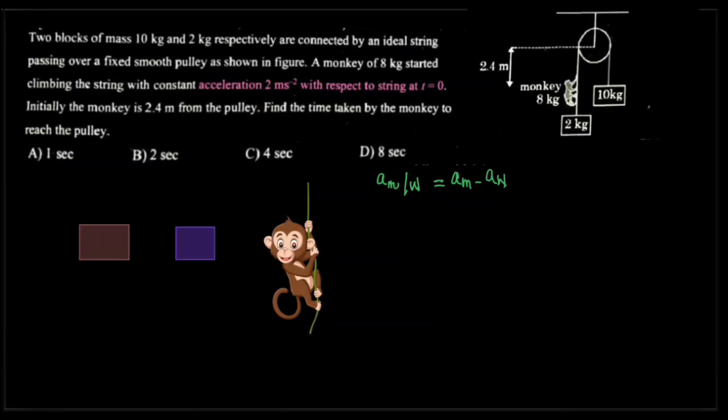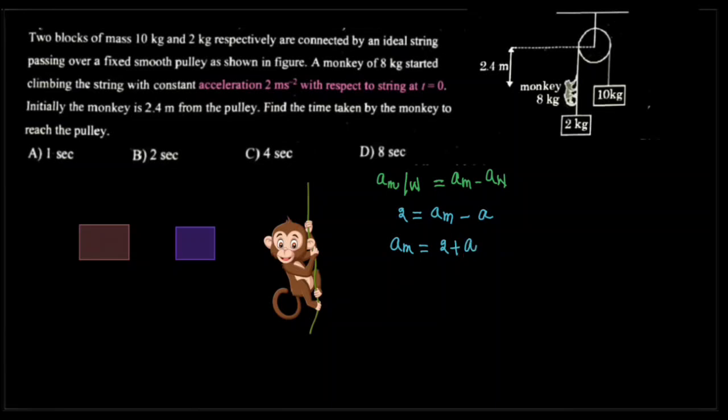So therefore you could say this 2 is equal to acceleration of this monkey minus acceleration of this wire. Let's say this acceleration of this wire is a, and therefore acceleration of monkey with respect to ground is equal to 2 plus a. Clear? Now have a look.